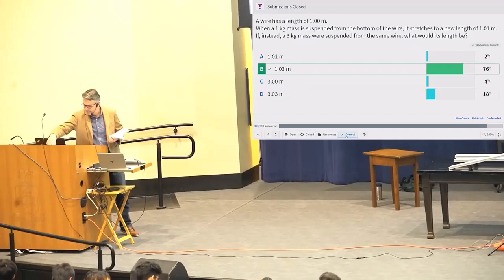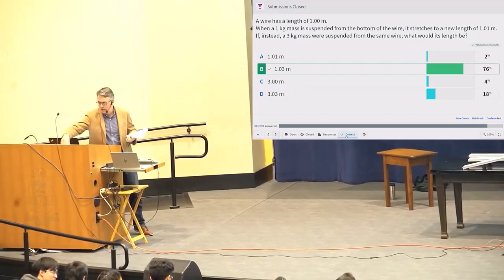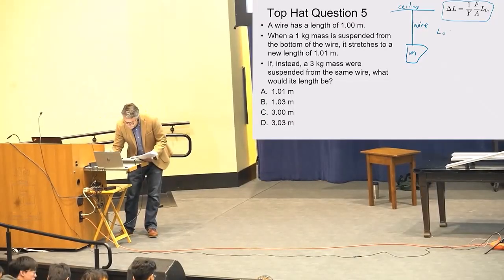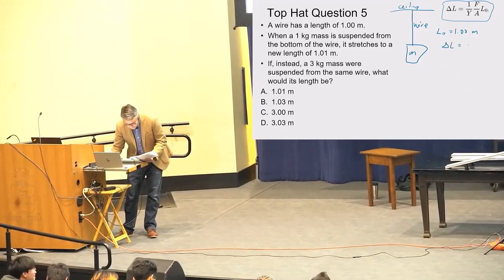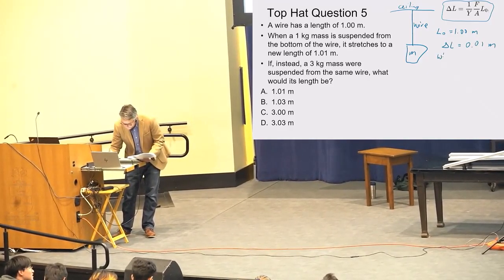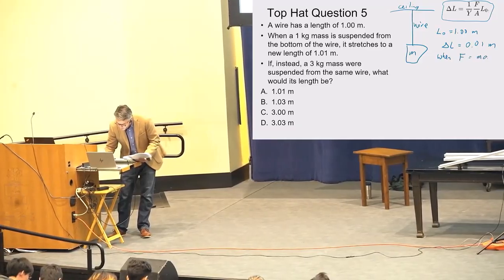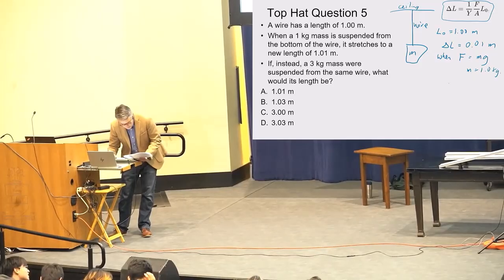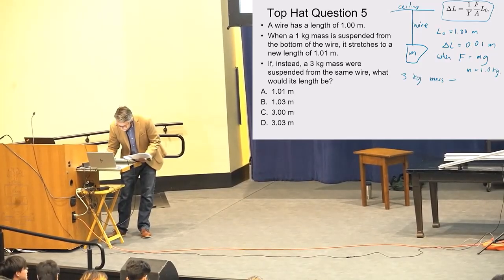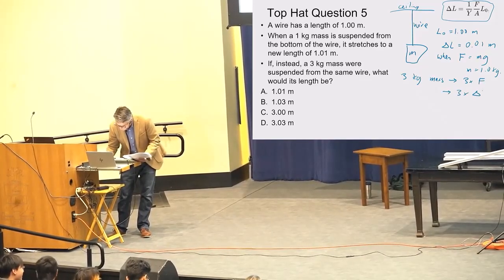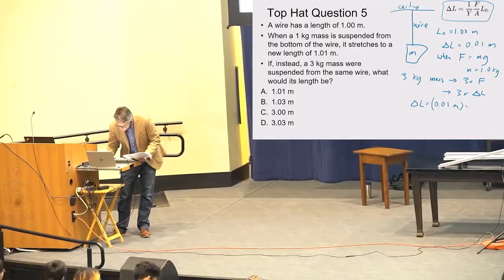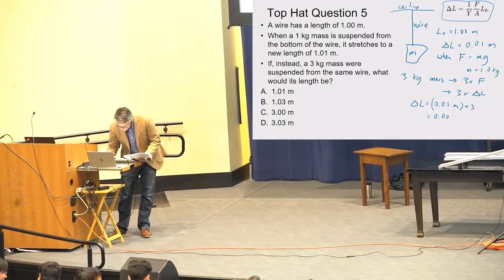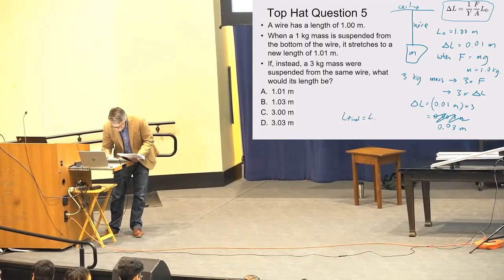So that's the basic idea, that delta L has gone up by a factor of 3. L0 is 1.00 meters, and delta L is equal to 0.01 meters when F is equal to mg and m is equal to 1 kilogram. So a 3 kilogram mass means 3 times the force, and so it's going to be 3 times the delta L. So delta L is going to be 0.01 meters times 3, which is 0.03 meters. And so the final L equals L0 plus the delta L.